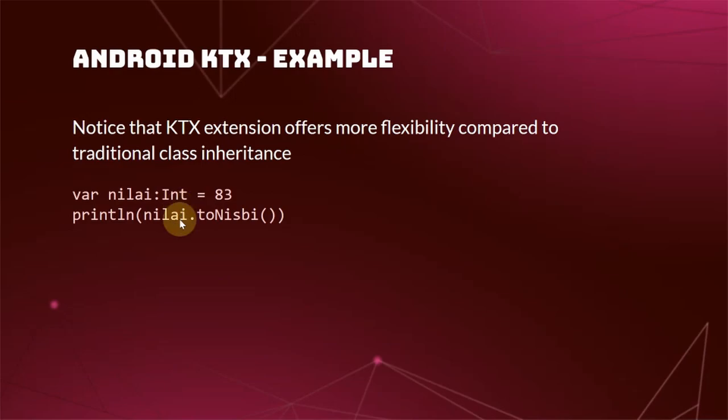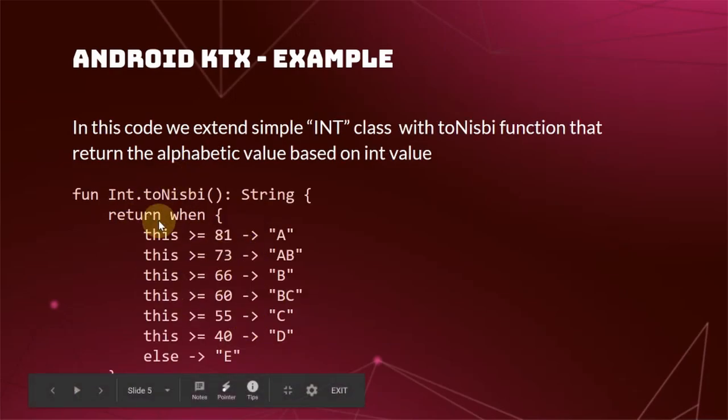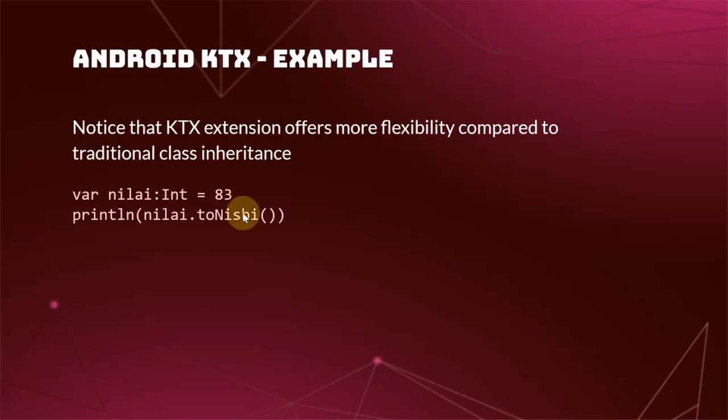So when you print this nilai.toNISBE, of course, it will call the function in your project, in your toNISBE function, and then it will return based on this value. So the 83 means A, it returns A.